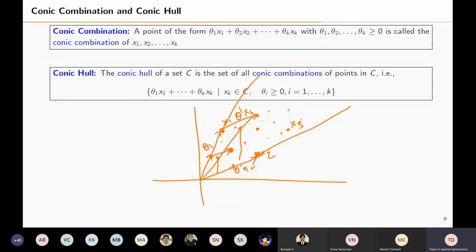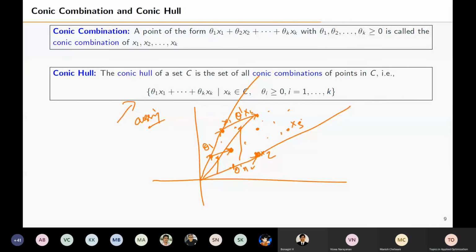So that is something you can prove explicitly. I can put this in the assignment: prove that the conic hull, and additionally you can prove that the conic hull is the smallest convex cone containing C.